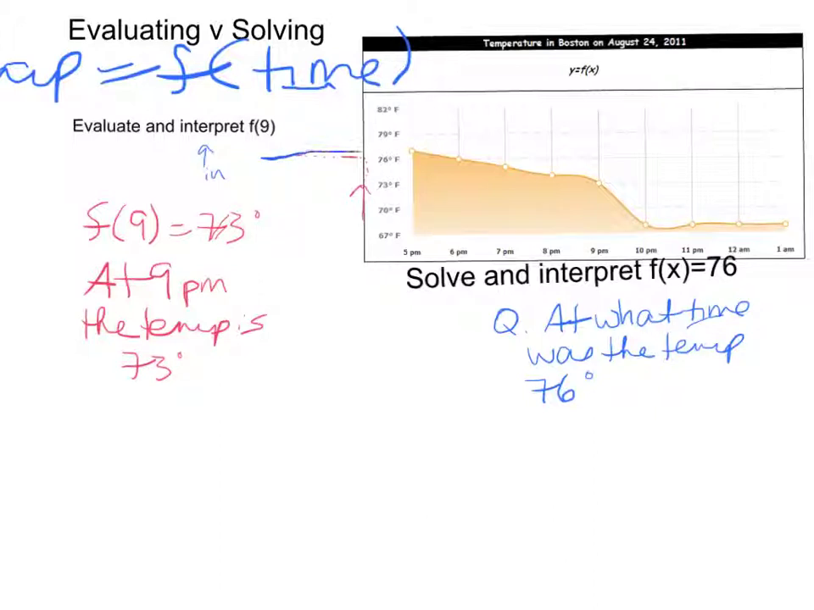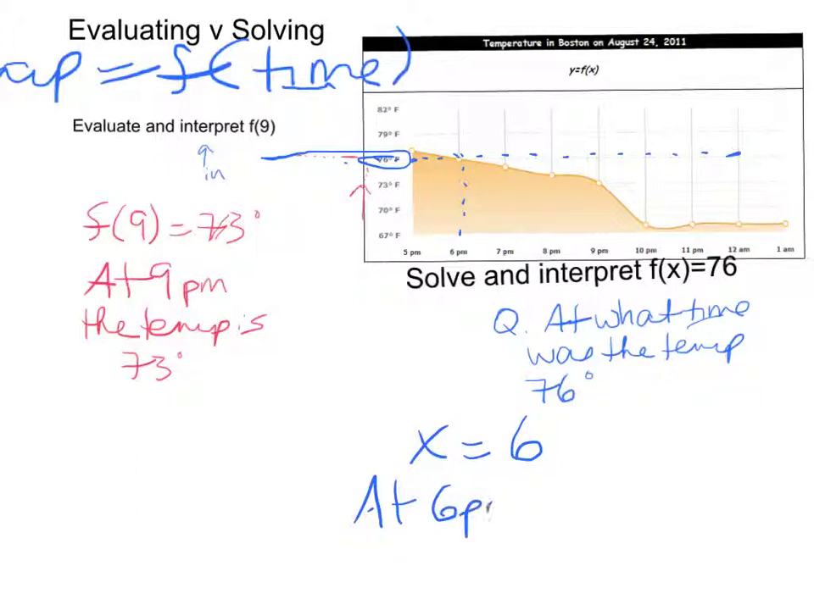I'm going to zoom in right here to 76 and kind of move over and say, okay, well, at 6 p.m. the temperature was 76 degrees. I'm going to kind of continue over a little bit. Were there any other times that the temperature was 76? And no, there weren't. So we've got one solution to this equation. The solution to an equation is an equation itself. So we're going to say x equals 6 is the solution to that equation. We can maybe answer that in a sentence when we say, at 6 p.m. the temperature was 76 degrees.